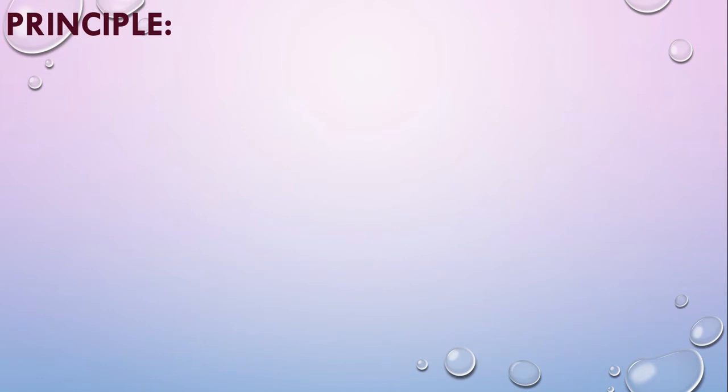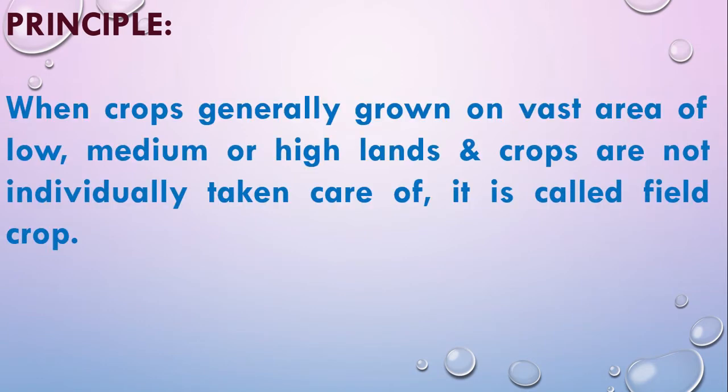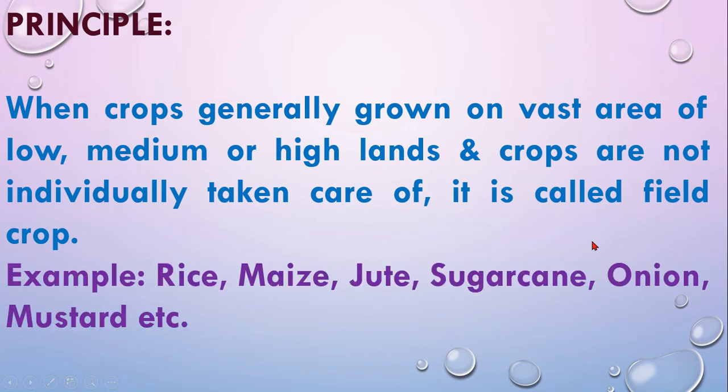The principle of this experiment is, first of all, to know what field crops are. Field crops are generally grown on a vast area, cultivated in lowland, medium land or highland, and the crops are not individually taken care of. These are called field crops, and examples of field crops are rice, maize, wheat, jute, sugarcane, onion, mustard, etc.